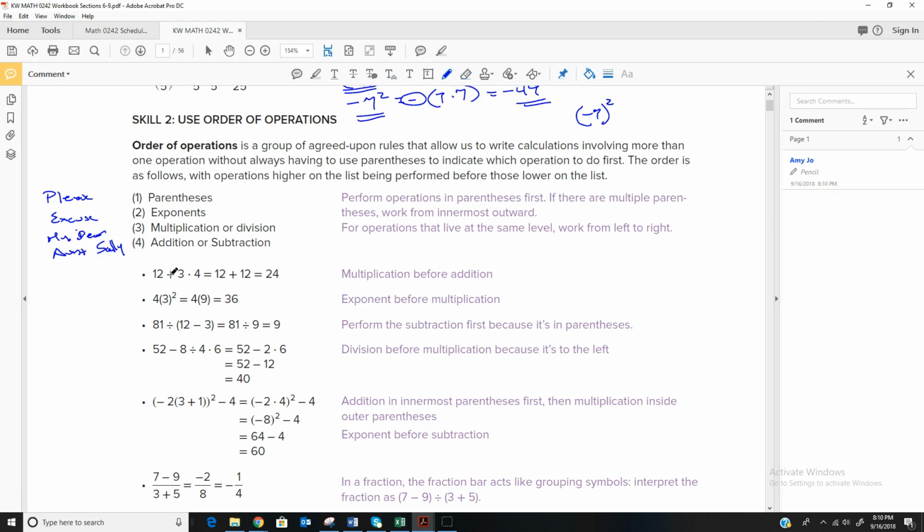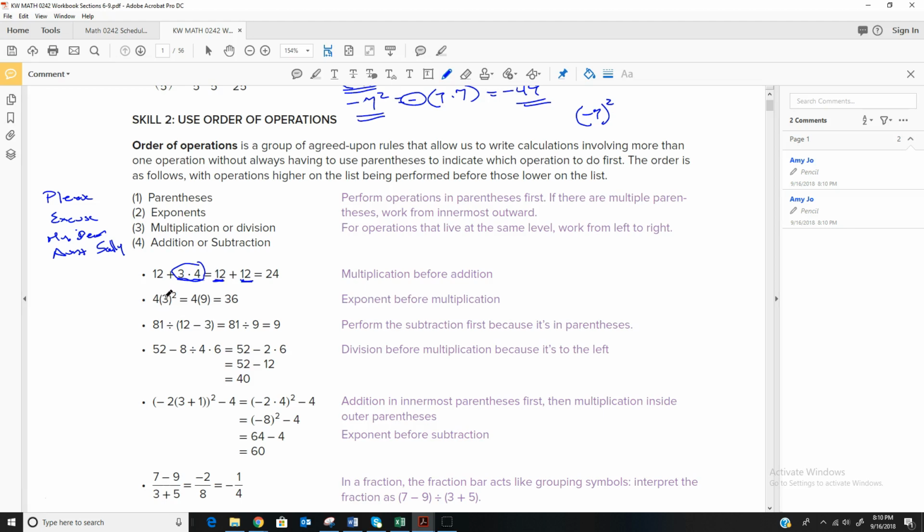So if you look at this, we've got 12 plus 3 times 4. We don't have parentheses or exponents, but we're going to do the multiplication before we add. So it's not 12 plus 3. It's 3 times 4 first, and then add the 12. So 3 times 4 gives us the 12, and then 12 plus 12 is 24. If you do 12 plus 3 first and then multiply, you're going to get 60, and that's not the correct answer.